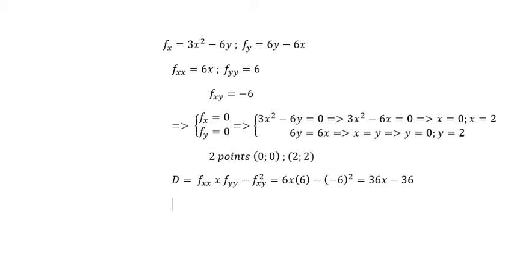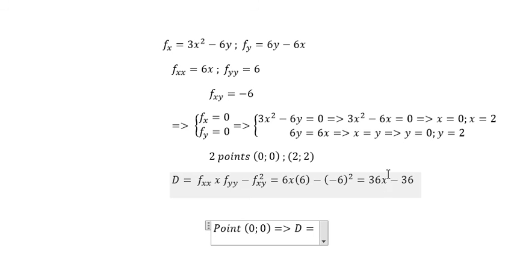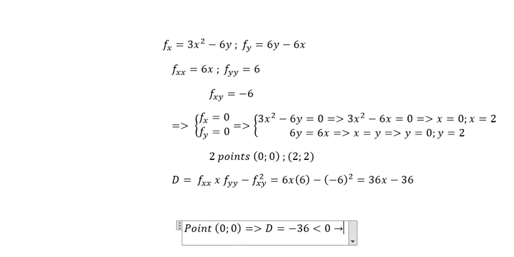Now we consider the point 0, 0. So we put it into D in here. So we put 0 in here, and you get minus 36, which is less than 0. So we call this point a saddle point.